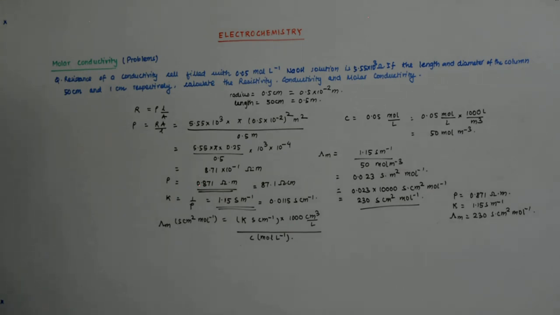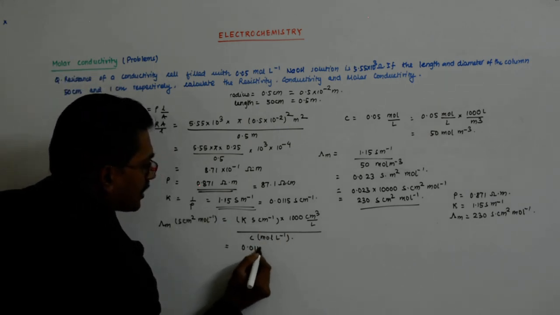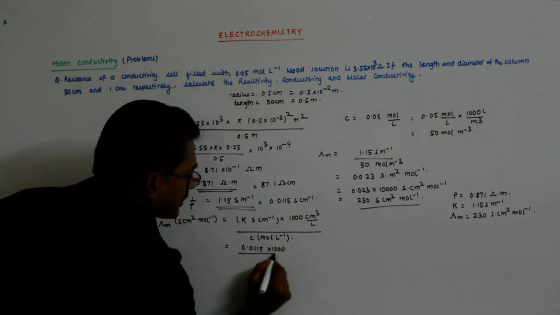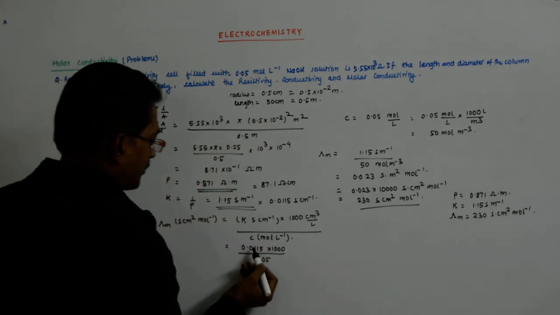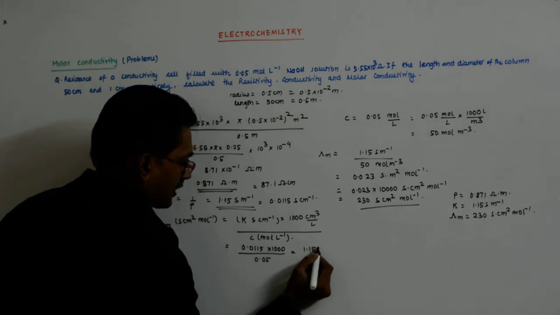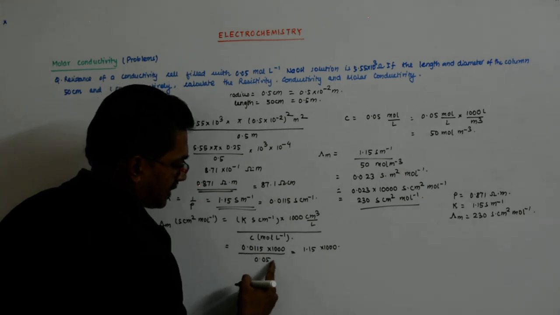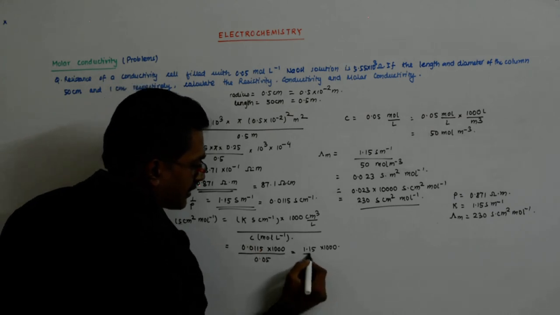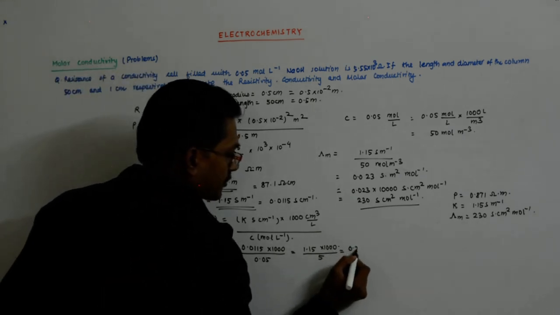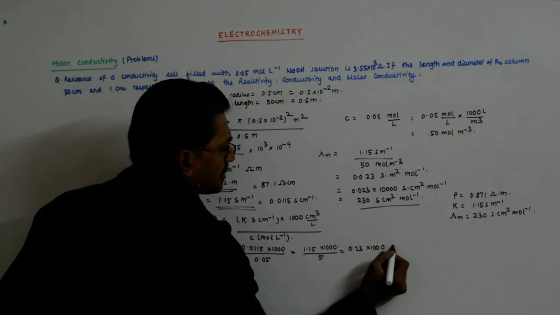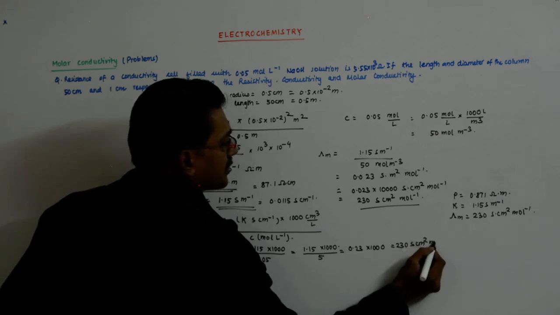Okay, so if I do that, let's see, we'll get the same thing. So 0.0115 into 1000 divided by 0.05. So that gives me how much? This is 1.15 into 1000, is it not? This shifts two places here, this shifts two places. So 1.15 by 5 into that. So this is equal to 0.23 into 1000. That is 230 siemens centimeter square per mole.